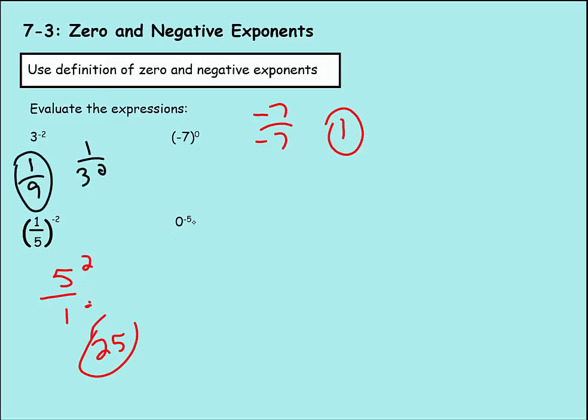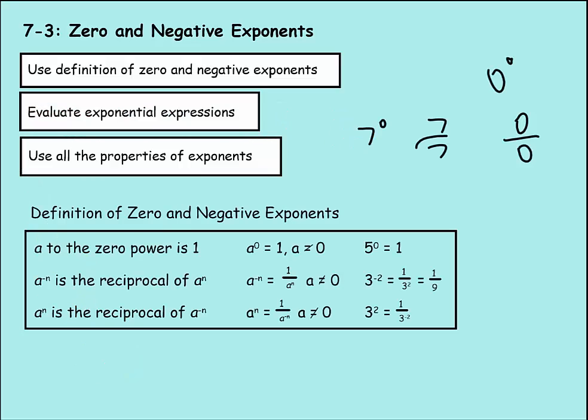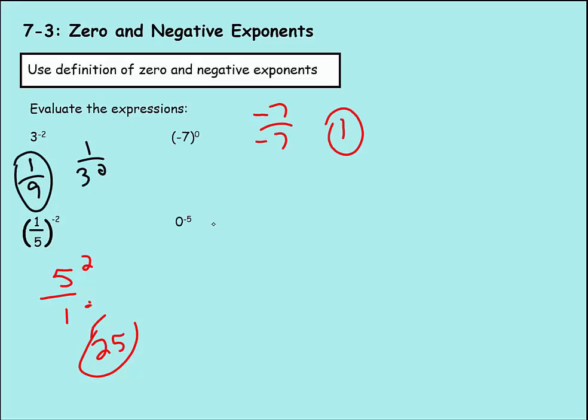Now we have 0 to the negative 5th power. And if you remember, we can't do this because the numbers cannot be 0. So we're going to call this one undefined.